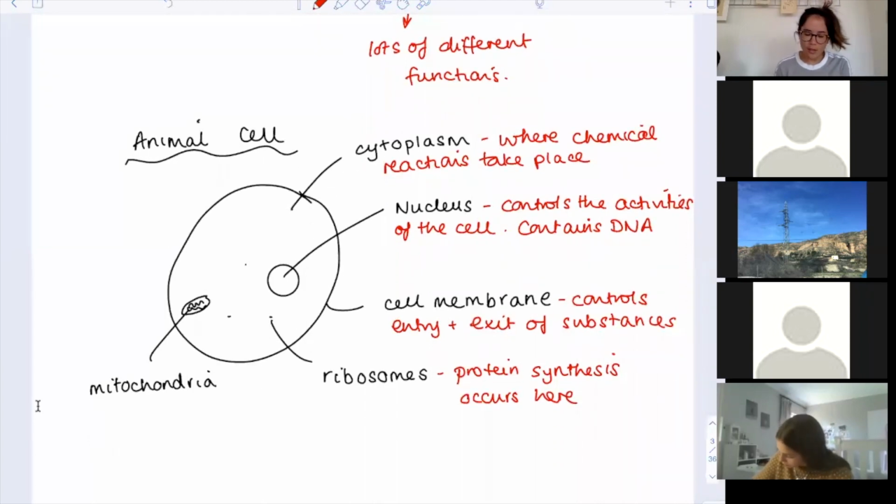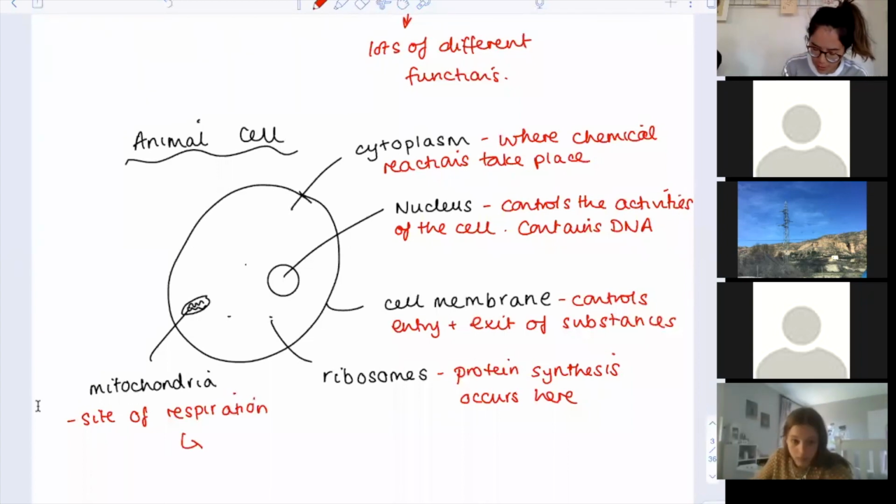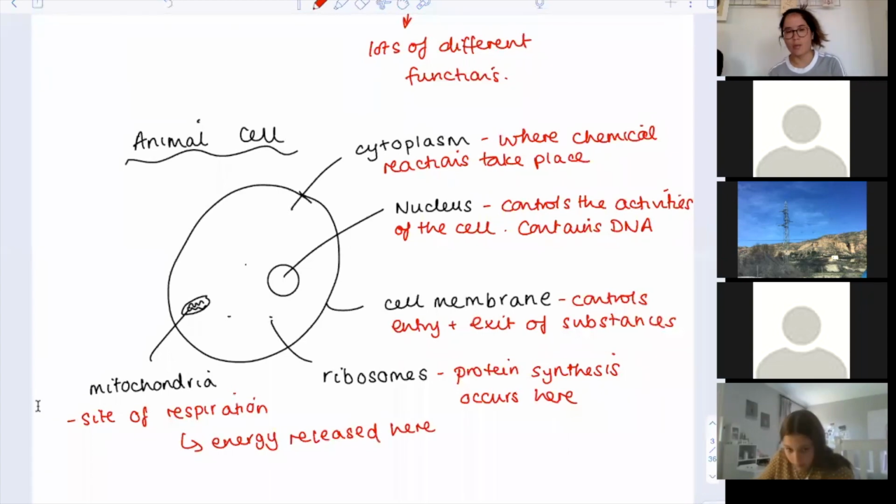And then lastly, the mitochondria. This is for a totally different video, but we do need to complete our list of functions. So the mitochondria is the site of respiration. And if you guys have studied biology extensively, you'll know that this is where energy is released, because after all, each cell needs energy in order to help make the cell function. And so the mitochondria is the site of respiration.